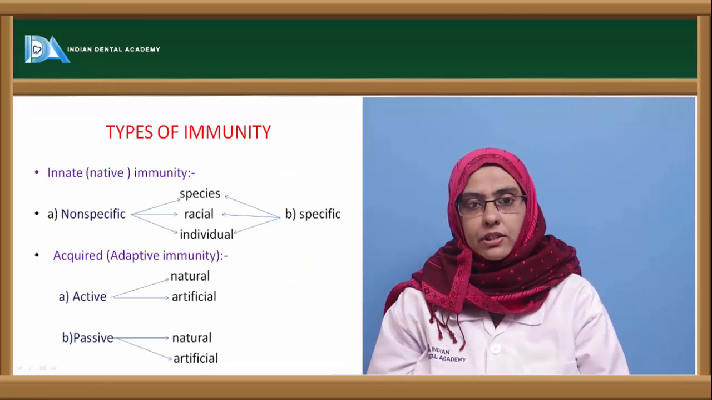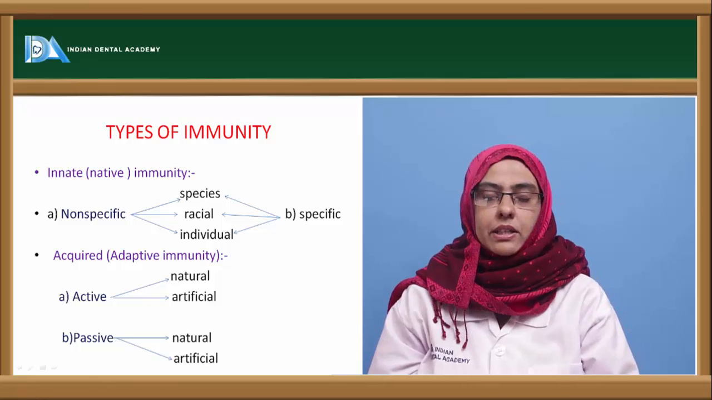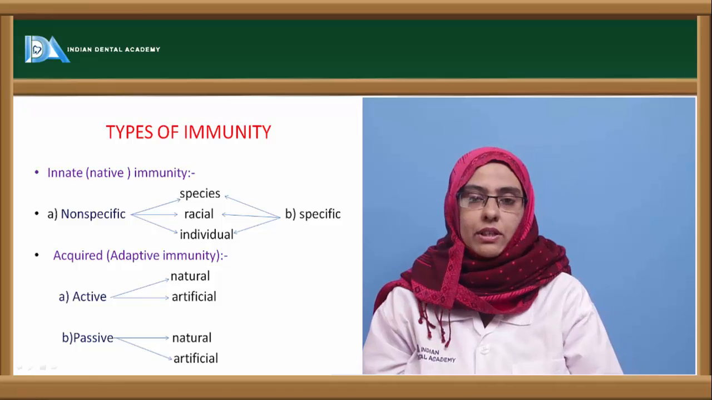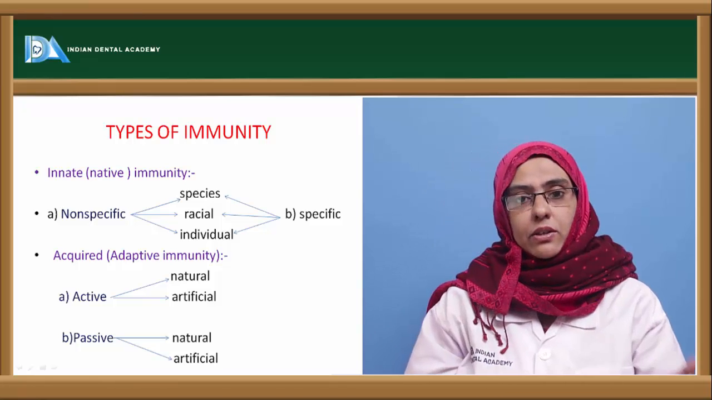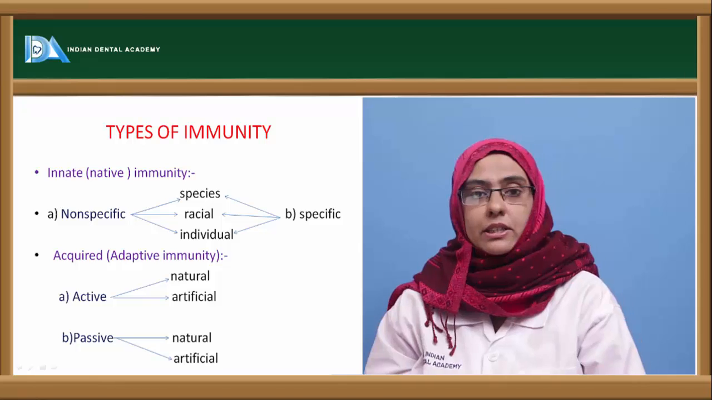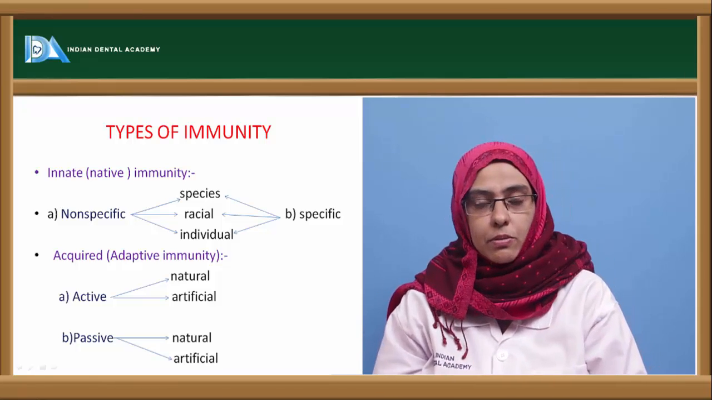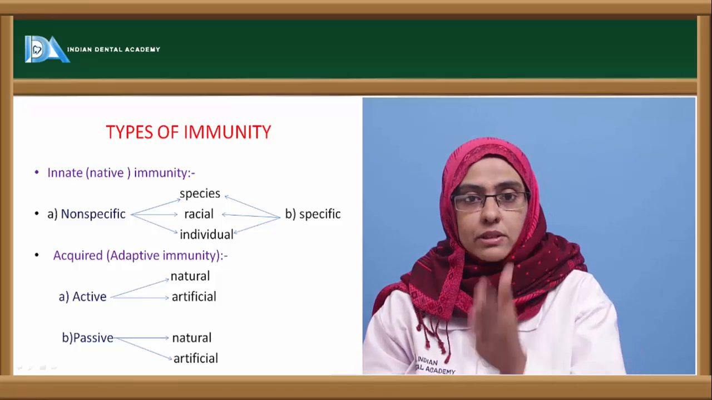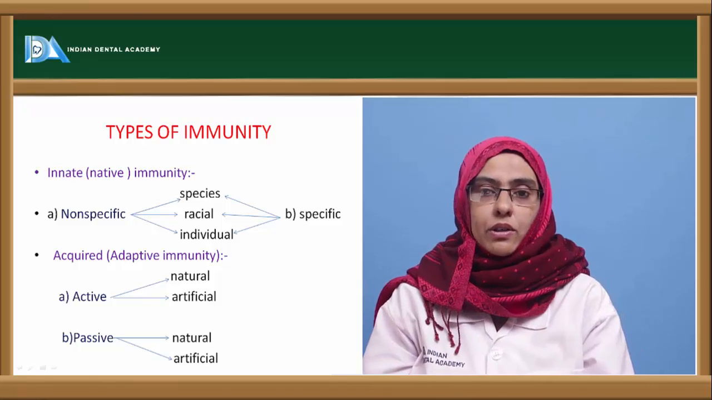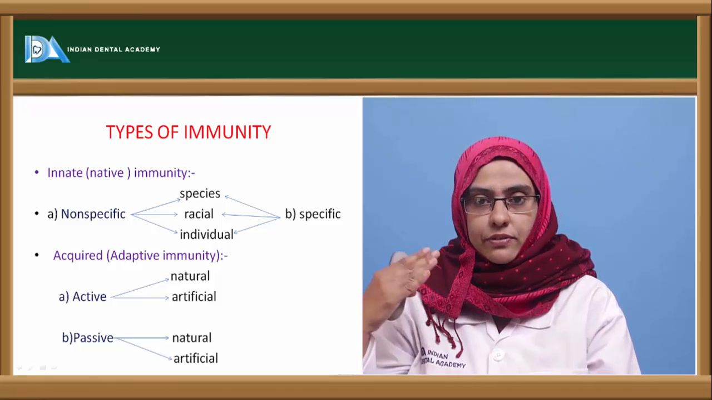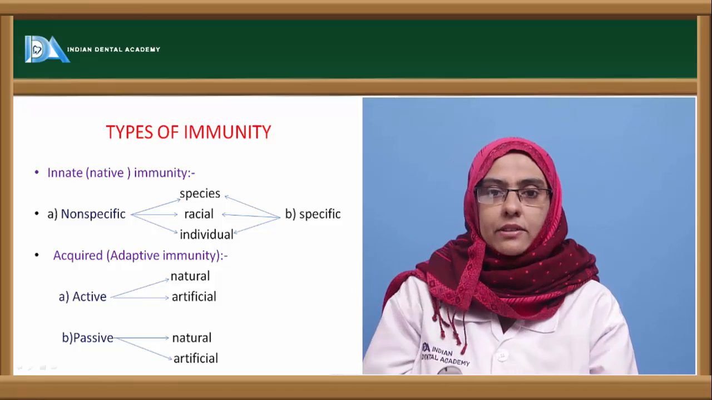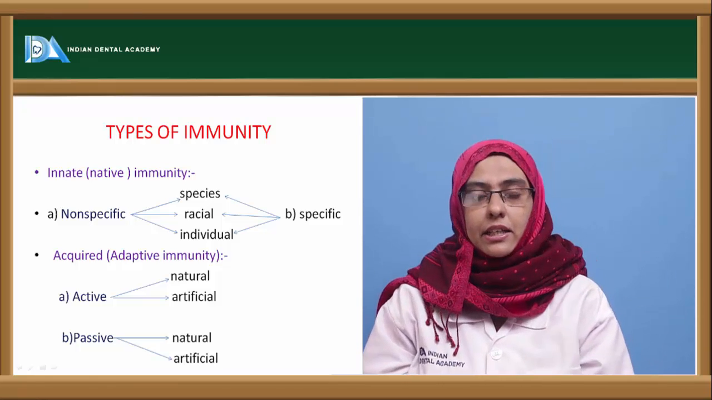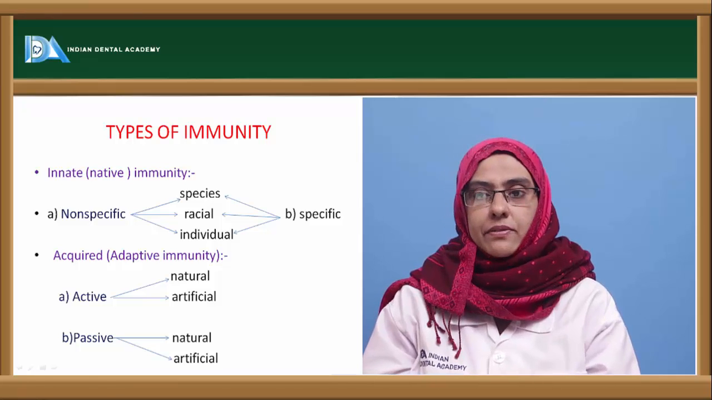Now the classification of immunity. Immunity can be classified basically into two types. One is called the first line of defense and the second one is called the second line of defense. Only after crossing the first line and second line is the organism able to cause an infection in the human body. So it is not easy for an organism to cause an infection. It has to cross these barriers, only then will it be able to cause the infection. The first line of defense, which acts directly on the microorganism or prevents its entry, is called innate immunity, also called non-specific immunity.